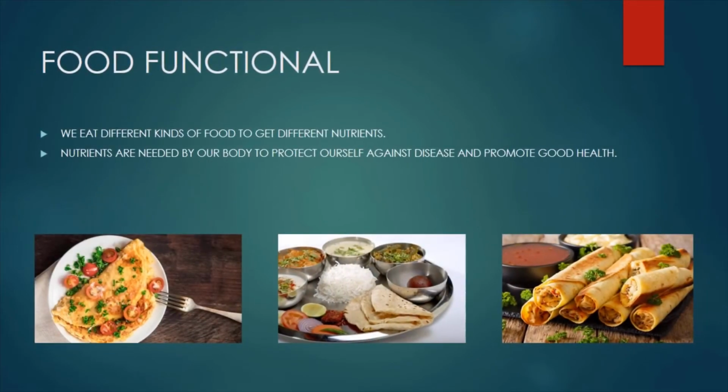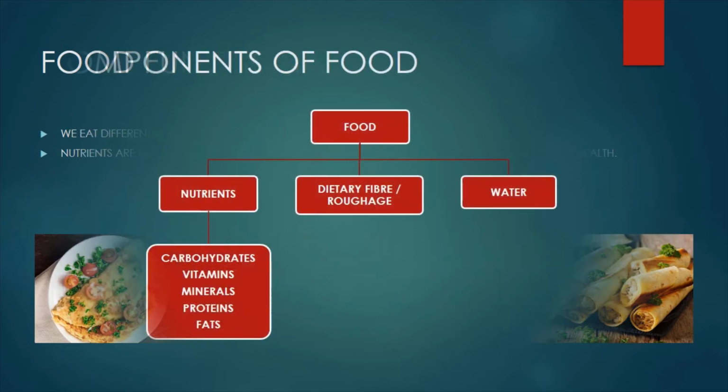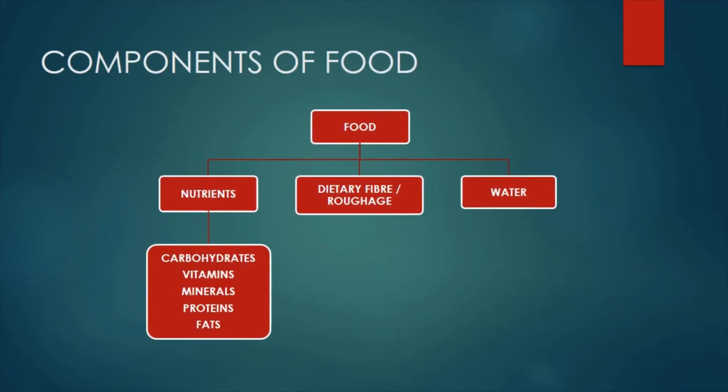Food functions. In our day-to-day life, we eat different varieties of food to get different types of nutrition. These nutrients give us necessary energy to work. They also help our body to protect itself from external pollution and internal cell damage. Components of food. Our food has three different components. One is nutrition, second one is dietary fiber or fats, third one is water.